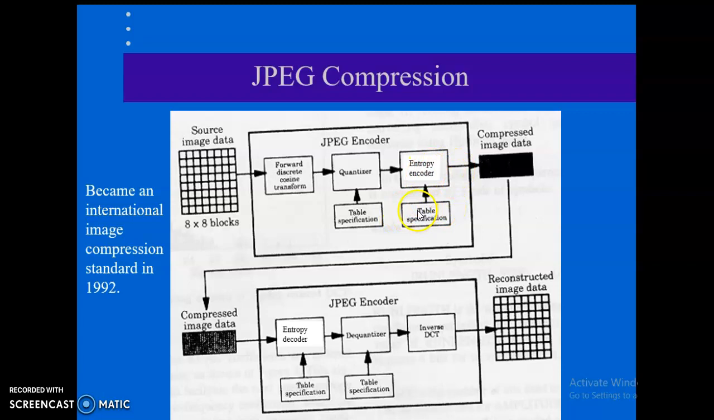Separate table specification. After the JPEG encoder it gives compressed image data, then again the compressed image data is given to the JPEG decoder. Here entropy decoder, then table specification, then dequantizer table specification, inverse DCT, then the reconstructed image data. Here it is the decoder, not the encoder.